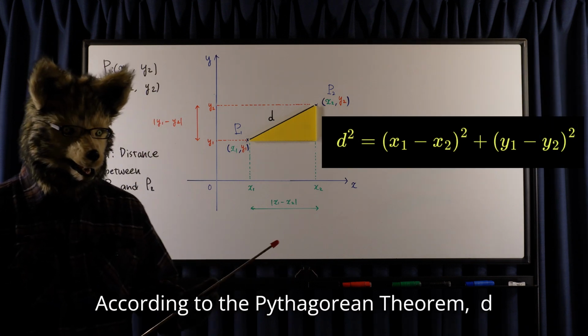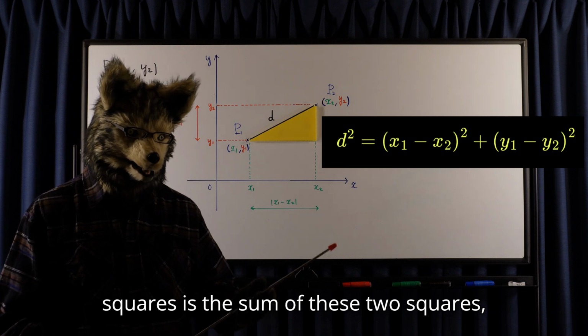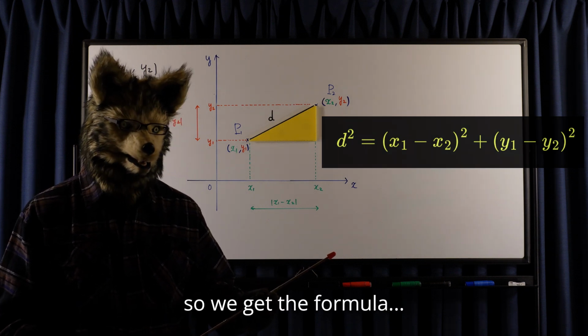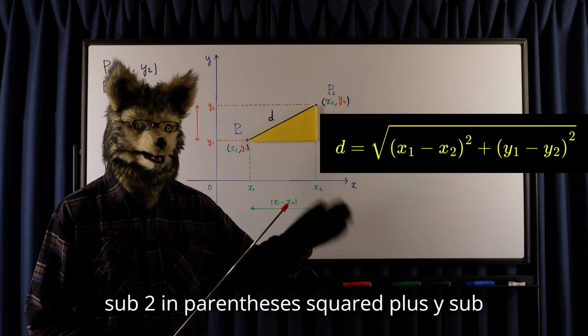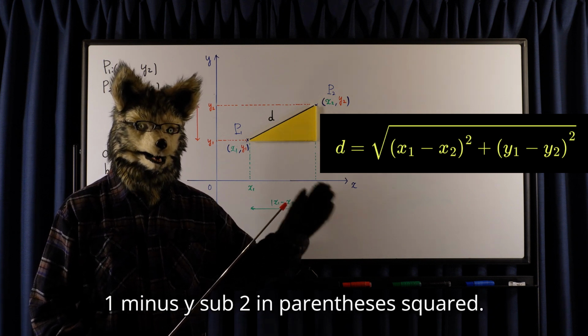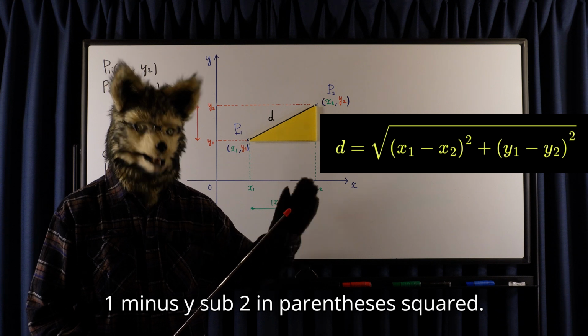According to the Pythagorean theorem, D squared is the sum of these 2 squares, so we get the formula D equals the square root of (x sub 1 minus x sub 2) squared, plus (y sub 1 minus y sub 2) squared.